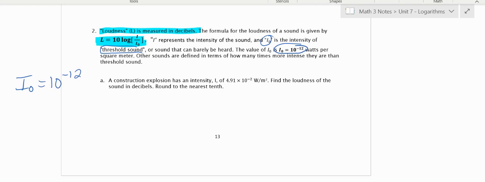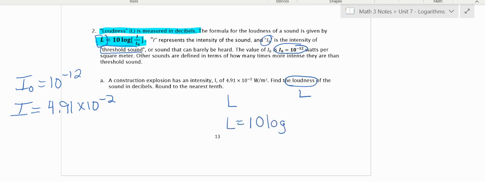So sounds are defined in terms of how much more intense they are compared to the threshold sound. In this first example, they're giving you a value for I, which is 4.91 times 10 to the negative 2. Our goal is to find loudness. So this is our formula. L is our loudness. I don't know what L is, but I'm going to substitute everything in. So 10 times the log of 4.91 times 10 to the negative 2 divided by 10 to the negative 12.